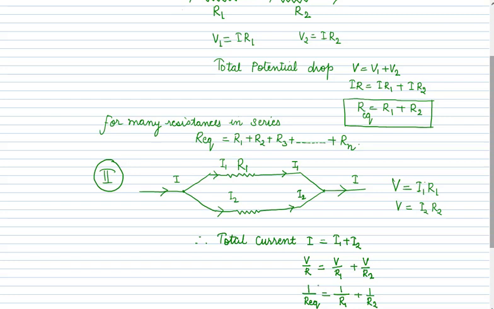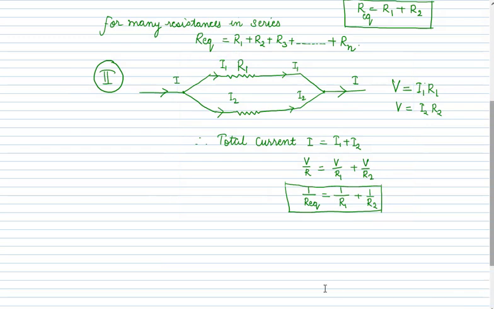So this gives us the formula for the equivalent resistance of the combination of two resistors which are connected in parallel. So this is only a system of two resistors. If you have a system of n resistors, then also you can generalize.